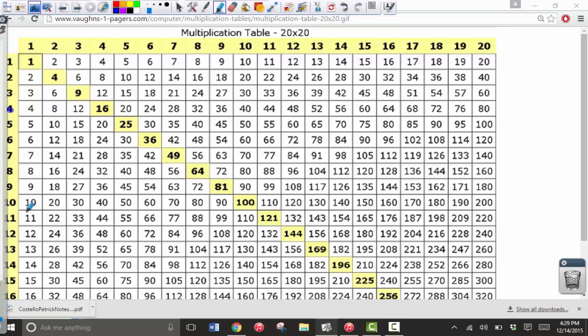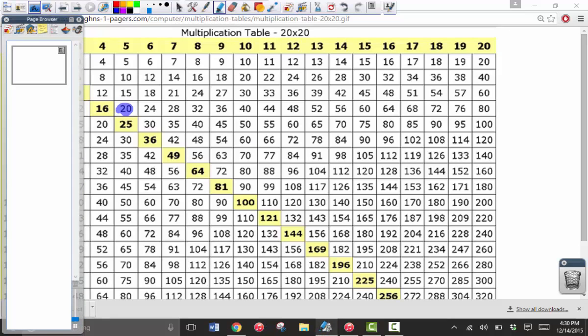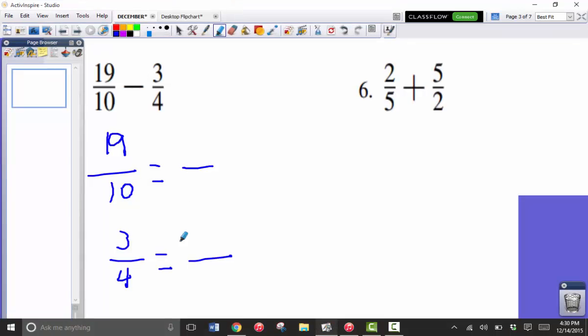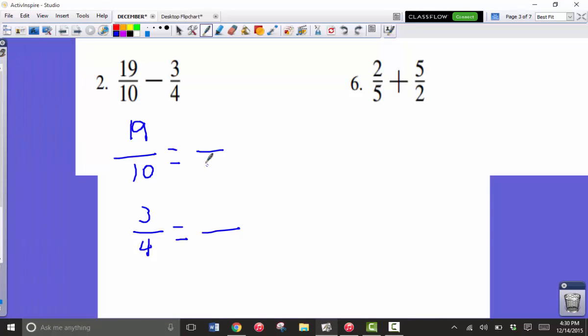Going under the 4 and the 10, if you notice, the first one we have in common is 20. So we're going to use 20 as the common denominator. And now with the method I use, we're going to divide the denominators. 10 will go into 20 2 times, multiplying it with the numerator.